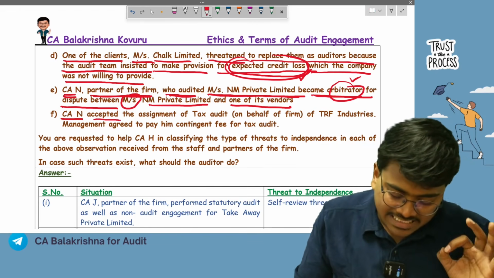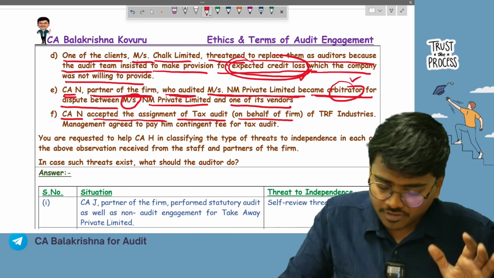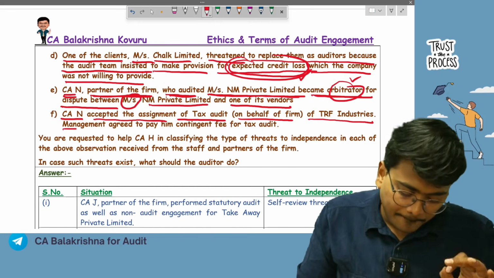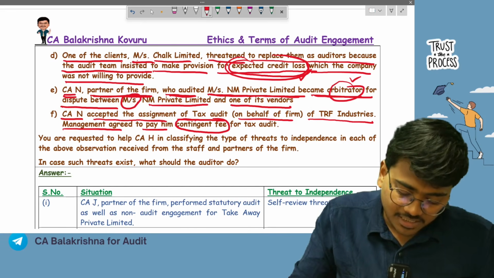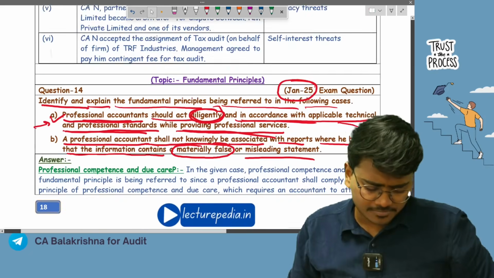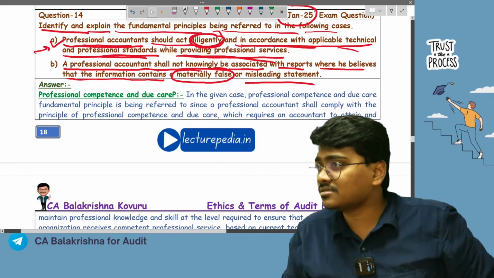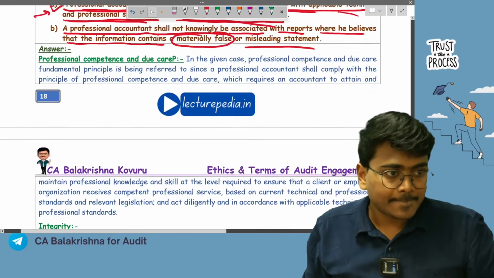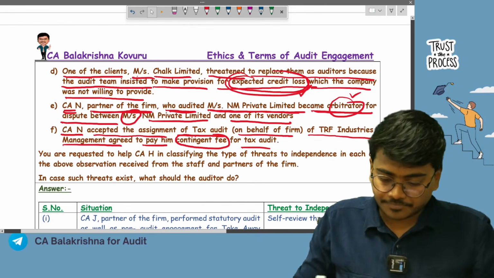CAN accepted the assignment of tax audit on behalf of the firm of TRF Industries. Management agreed to pay him a contingent fee for the tax audit. Can you accept a contingent fee? If you accept a contingent fee, that creates a self-interest threat, right? So that's it. Those are the questions.